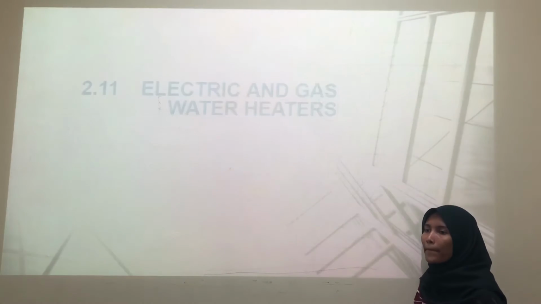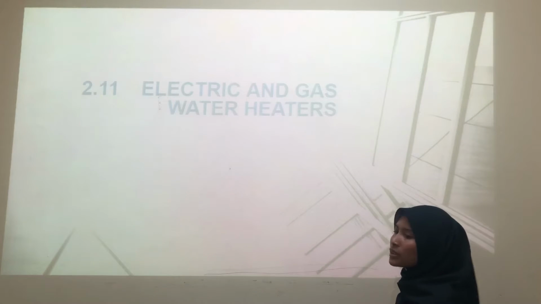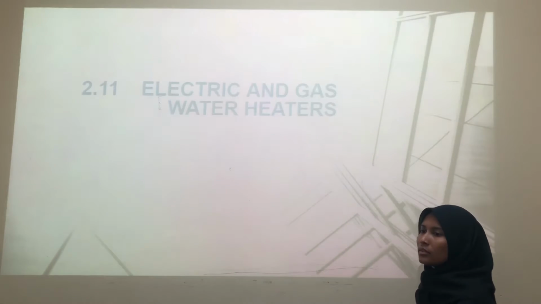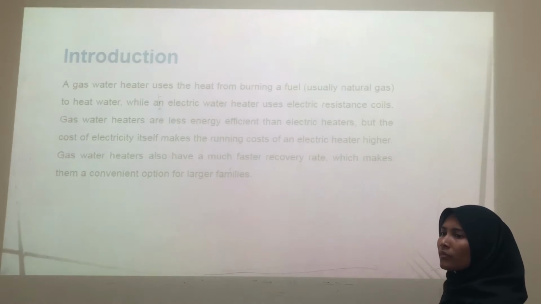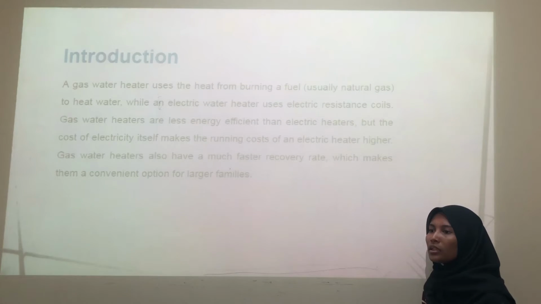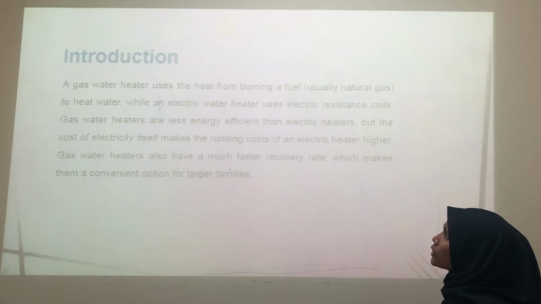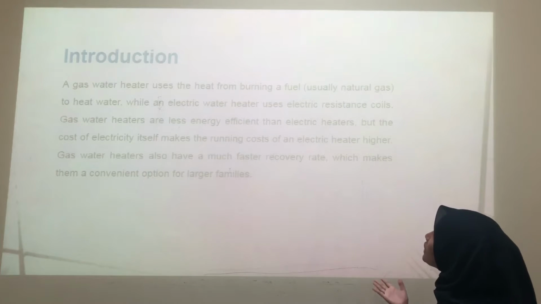Okay, untuk 2.11 tajuk electric and gas water heater. For introduction, a gas water heater uses the heat from burning a fuel, usually natural gas, to heat water, while an electric water heater uses electric resistant coils. So untuk water heater, gas water heater guna natural gas. Untuk electric guna electric resistant coil.